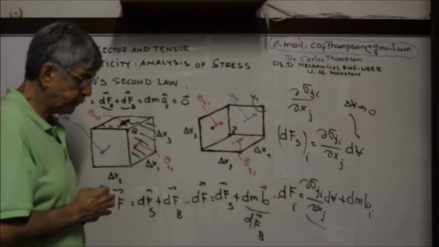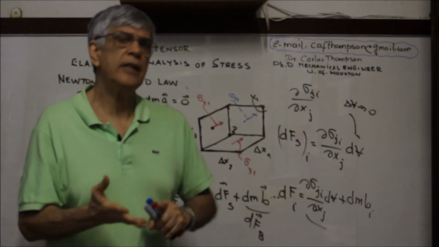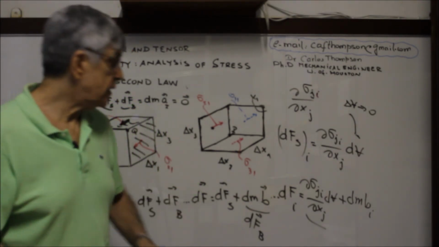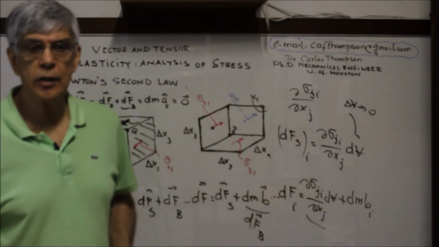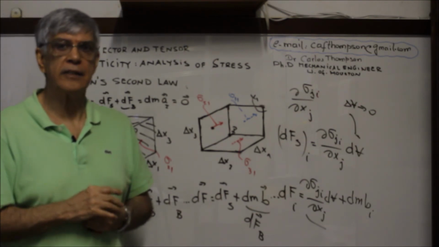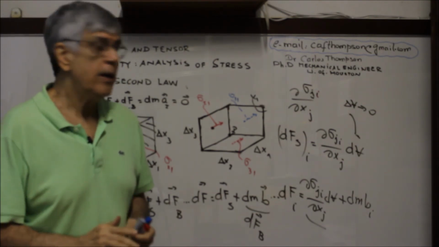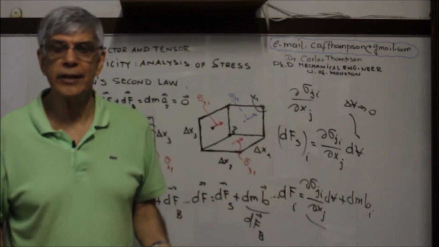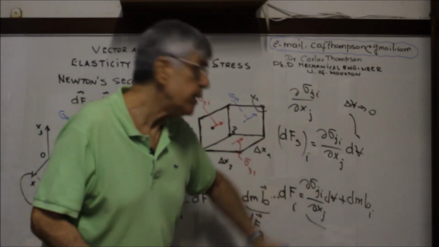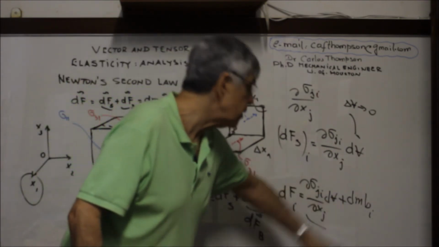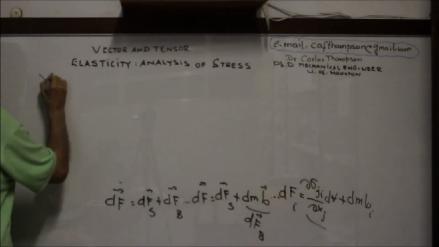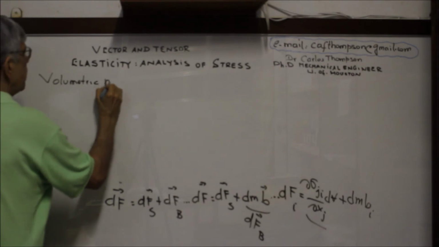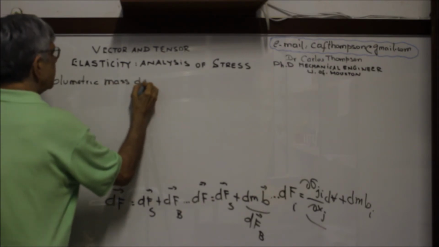Now, it's common in elasticity and fluid mechanics that instead of dm, you work with the density, mass density. I'll show you why. Now, people in general work with the density without knowing what they are doing. But I will show why it's better to work with the mass density. It's called volumetric mass density.